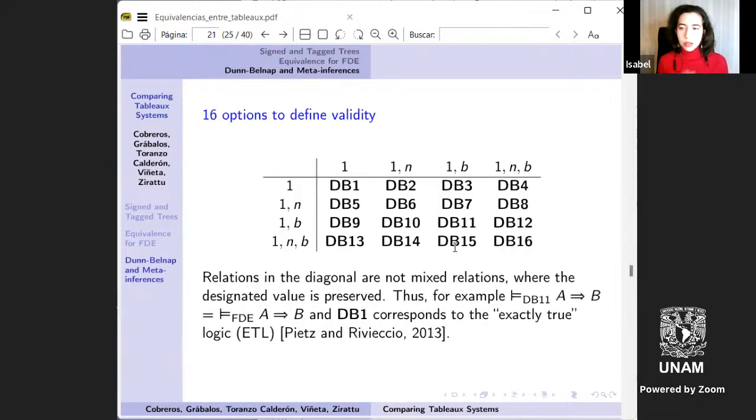So this would be a chart, super basic, no weird names, of all the combinations of the possible truth value preservations of dual-developed semantics. The ones here in the diagonal, DB1, 6, 11, and 16 are the ones that are not mixed. For instance, DB11 would be FDE, so we can see here it preserves 1 and B from both sides. The one that preserves 1 and 1 is the exactly true logic that has been studied by Getz and Rivecchio, which also has very interesting properties.